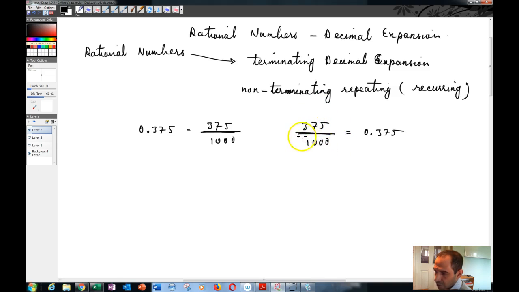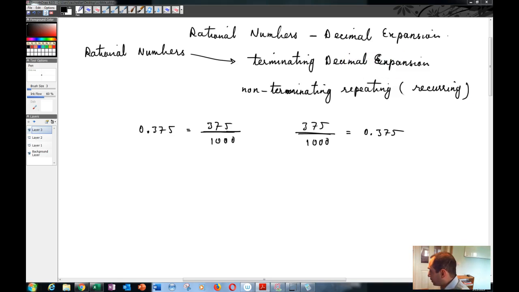This rational number is in the form p by q, where q is not equal to 0, and the decimal expansion of this number is terminating, because if you actually do this division, it will terminate in a 5. So that's what we have in the case of a terminating decimal expansion.